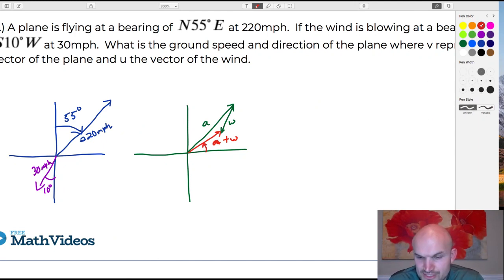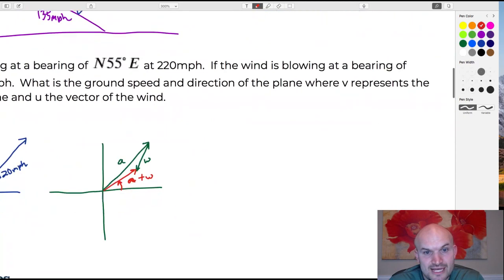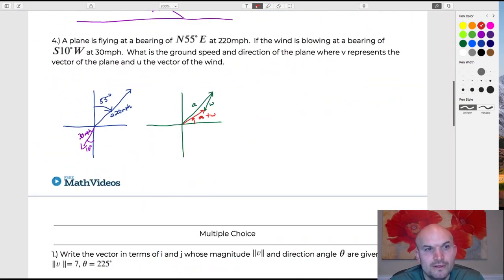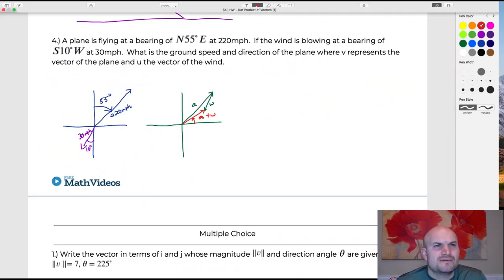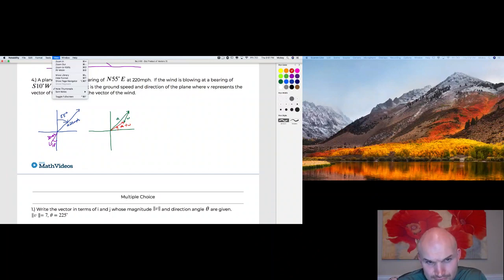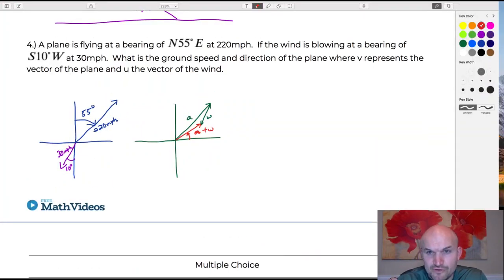All right, so let's go ahead and write a vector, kind of like the last word problem. Or rather, let's go ahead and write an equation here for the vector of the airplane.